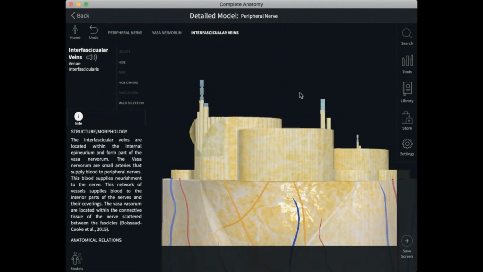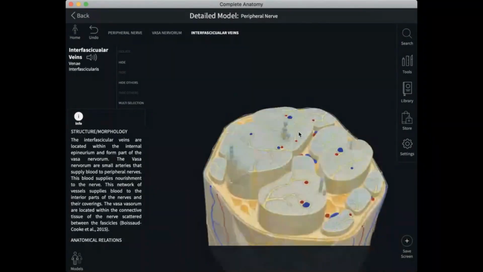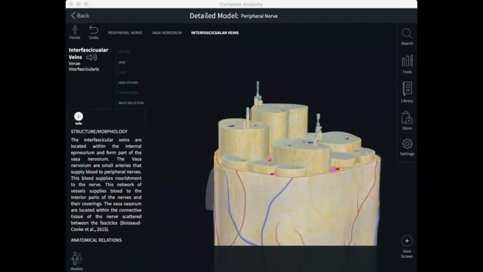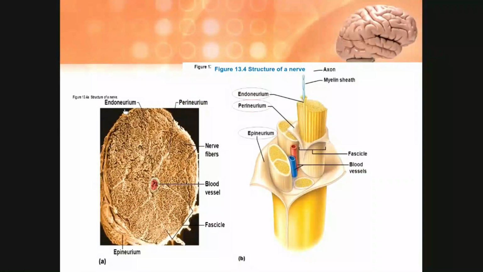Okay, you know already that there is no multiplication process for nerve cells. Once the nerve cell is damaged, the damage is permanent. What you see here is the cut section of the nerve. This is the structure.